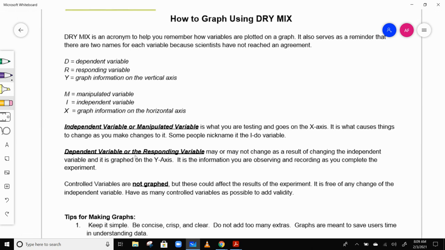Okay. The dependent variable or responding variable, that again is on the y-axis. It may or may not change as a result of changing the independent variable. So sometimes it doesn't change. Sometimes there's no change. Okay. And it's graphed on the y-axis. Okay, it's what you're observing. It's usually the data you're taking.